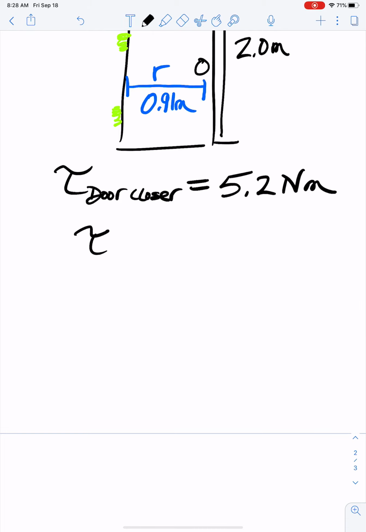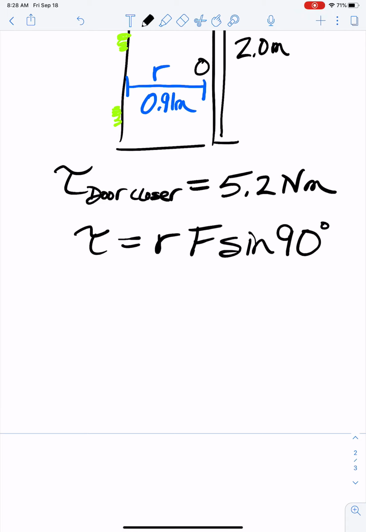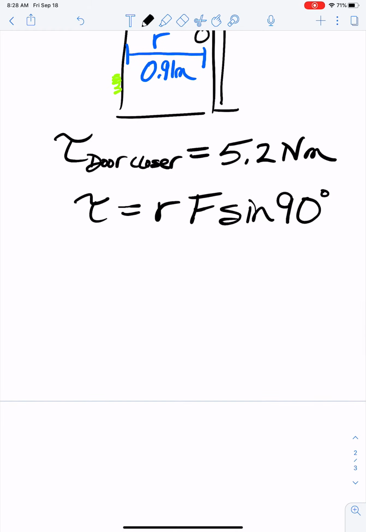So let's go ahead and do some of the math then. We can say that torque is equal to RF. If you want the minimum force, then you would want to use 90 degrees, right? Because then you get the most out of that small force. So let's go ahead and plug in what we know.